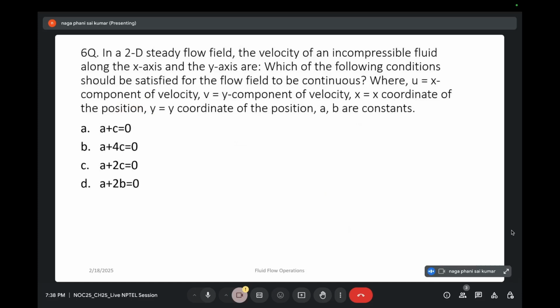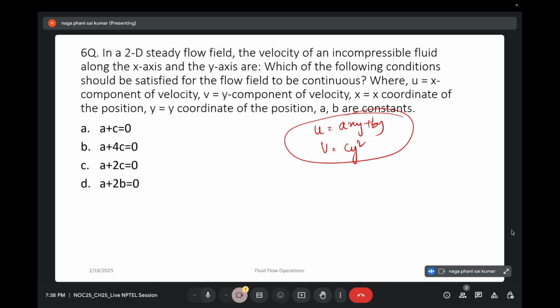So coming to sixth question, in a two-dimensional steady flow field, the velocity of an incompressible fluid along the x-axis and y-axis are given. I think A and B are missing. So U is given as AXY plus BY, and V is given as CY square. These are the velocity distributions in a two-dimensional steady-state flow. We were asked to find the condition for A, B, C such that they follow the equation of continuity.